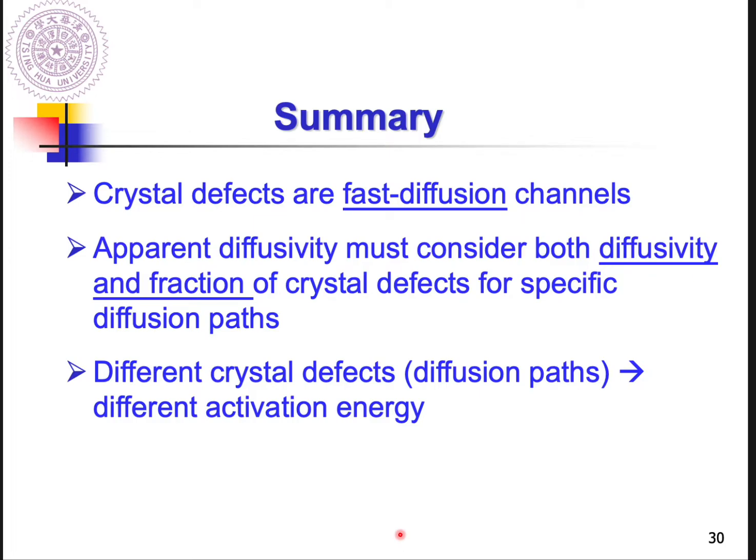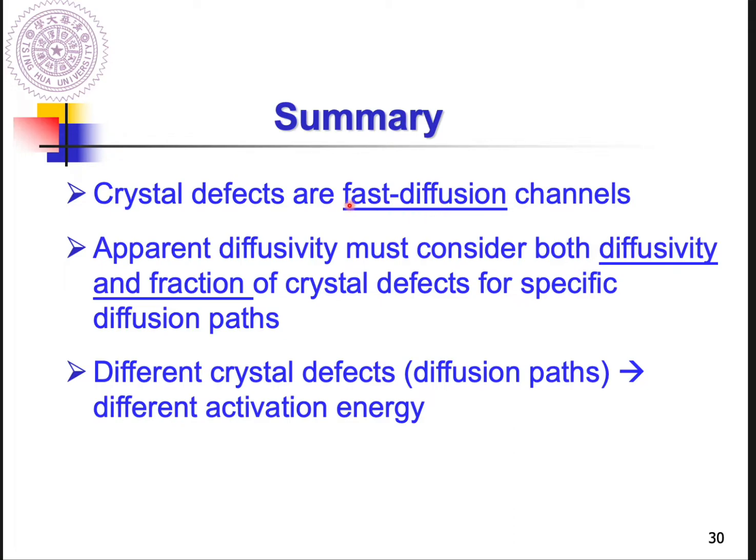Okay, so I'm going to give you a summary of this lecture. Lecture 5: crystal defects are fast diffusion channels because atoms at these crystal defects, including the grain boundary, dislocation, and free surface, have higher energy. Okay, and apparent higher energy means you have a lower activation energy or energy barrier. So that will allow more atoms to overcome the lower energy barrier.